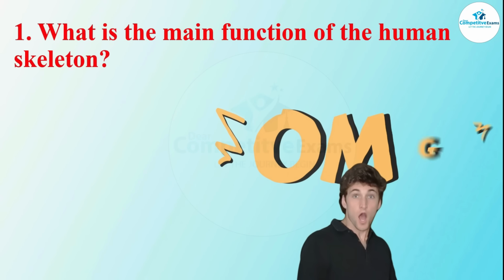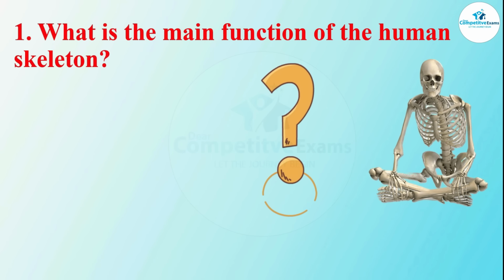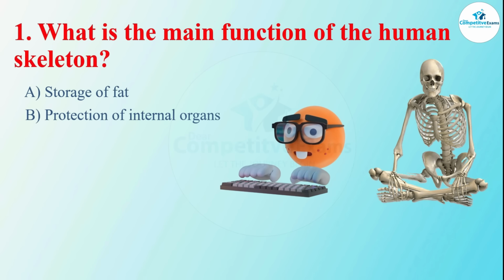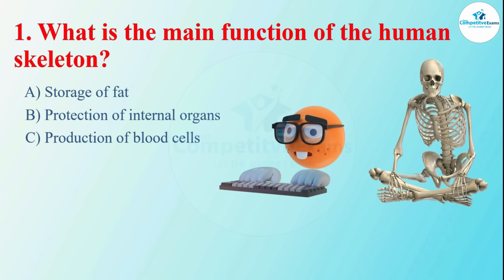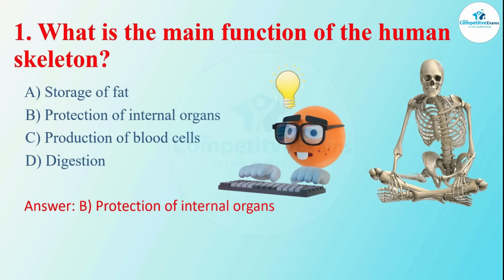What is the main function of the human skeleton? So what does our skeleton do? The options are storage of fat, protection of internal organs, production of blood cells, and digestion. So what does our skeleton do among these? The right answer is option B, and that is protection of internal organs.